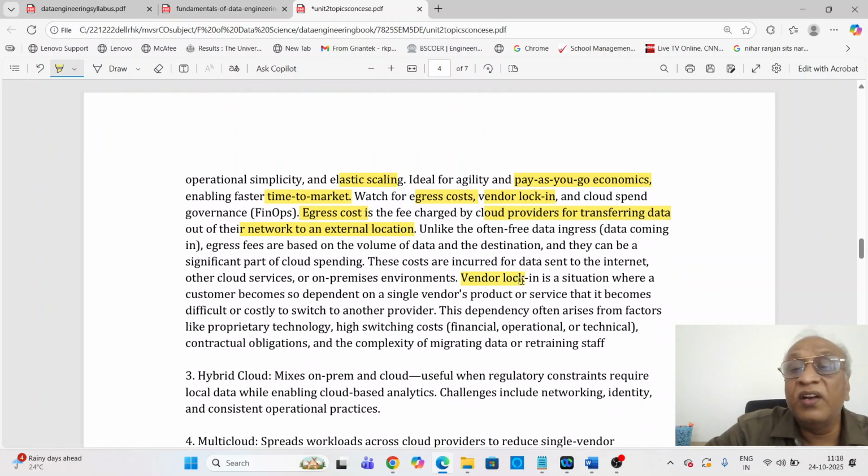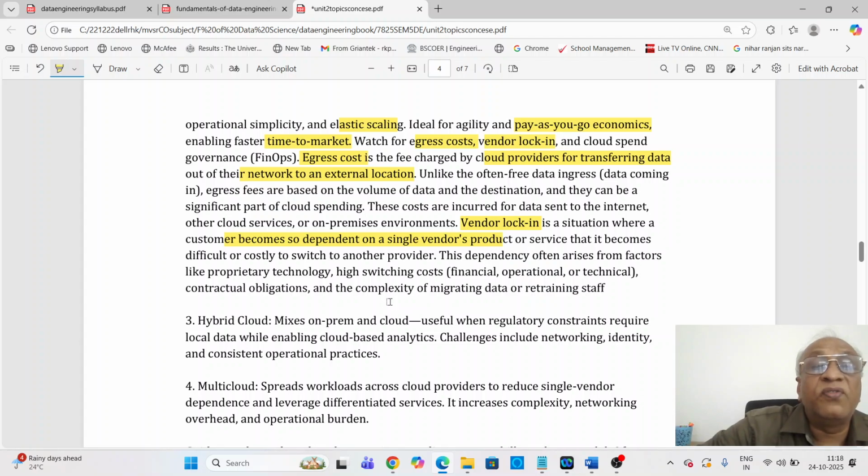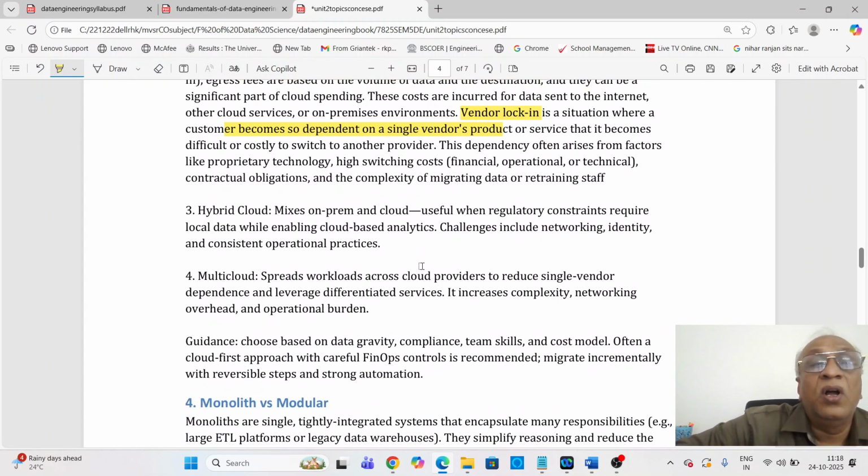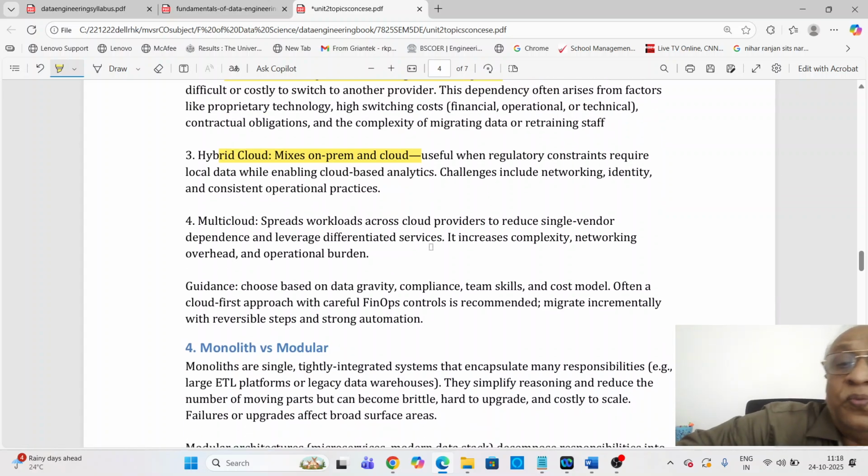So what is a vendor lock-in? Vendor lock-in is a situation where a customer is dependent on a single vendor's product. So it becomes difficult or costly for them to switch to another. Usually this dependency arises because of proprietary technologies, high switching costs, contractual obligations, complexity of migrating data or retraining staff. Coming to hybrid clouds, what is a hybrid cloud? It's a mix of on-premise and on cloud. What is a multi-cloud? Bigger organizations may be spreading their data across multiple clouds, but it increases complexity, networking overhead, operational burdens.